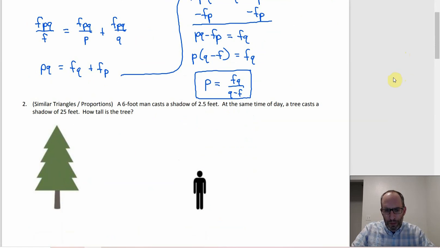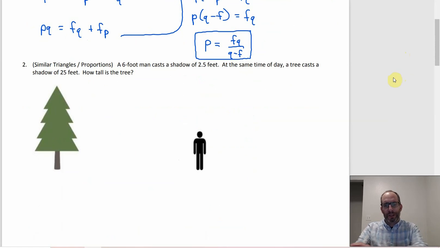Number two. This also involves a rational expression, so I guess the thing in parentheses kind of gives it away that you use similar triangles. You do, you use two right triangles. And so what you'd end up with here, so let's see, we've got this guy here that's 6 feet tall and his shadow is 2.5 feet long.